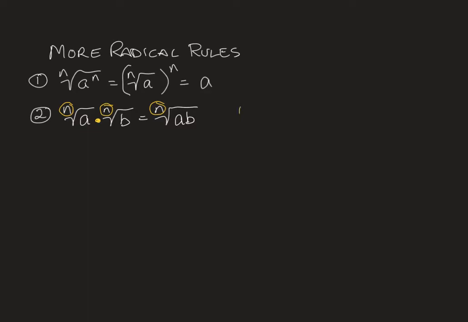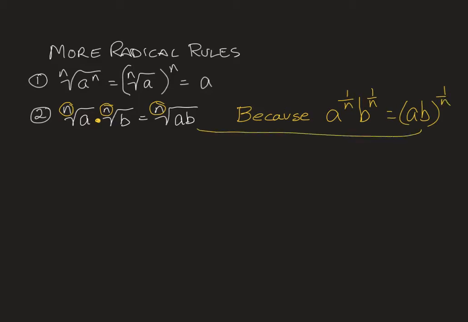Why can we do this? Well, we've already talked about the fact that we can do it this way. Look at it this way, writing the radical as a fractional exponent. In each case, we have a to the 1/nth times b to the 1/nth, and we can rewrite that as ab to the 1/nth, which means we get back to this. Okay?